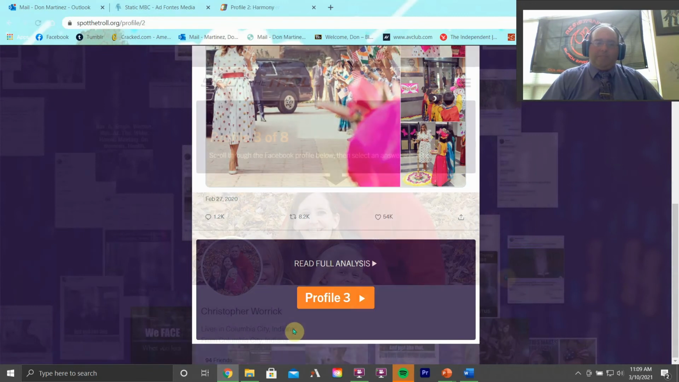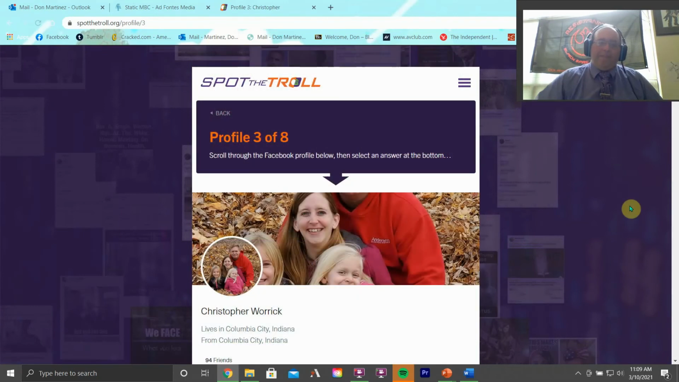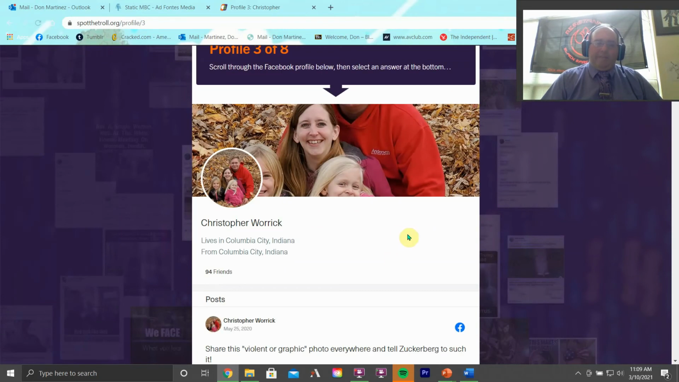Alright, so let's go to the third profile. Here's profile number 3. This is a Facebook profile. Okay, let's take a look at it. It's for a gentleman named Christopher Warwick. There's his profile picture. His cover picture is basically the same. It's just focused in on, it looks like, his wife and his 2 daughters. He lives in Columbia City, Indiana. He's from Columbia City, Indiana. He has 94 friends. Let's see what the posts are.